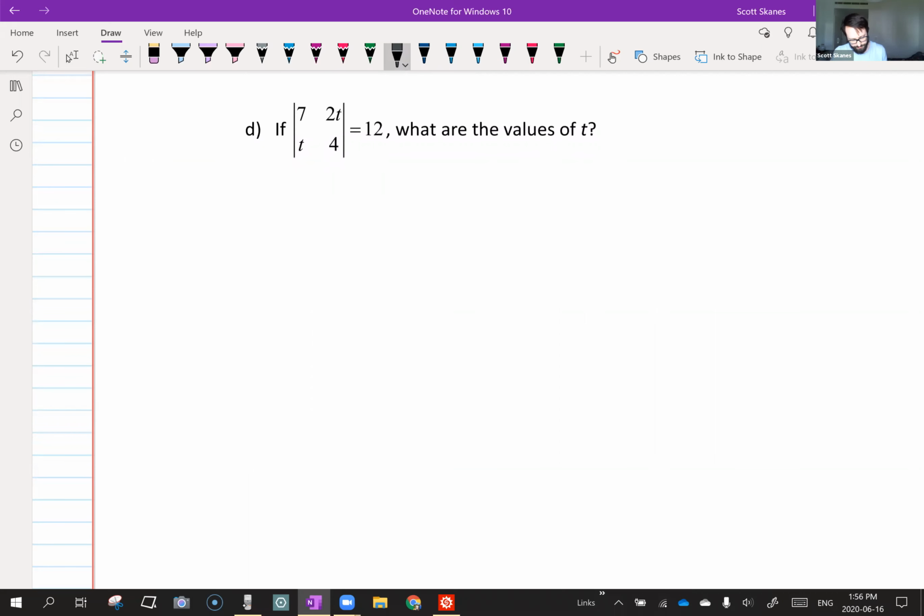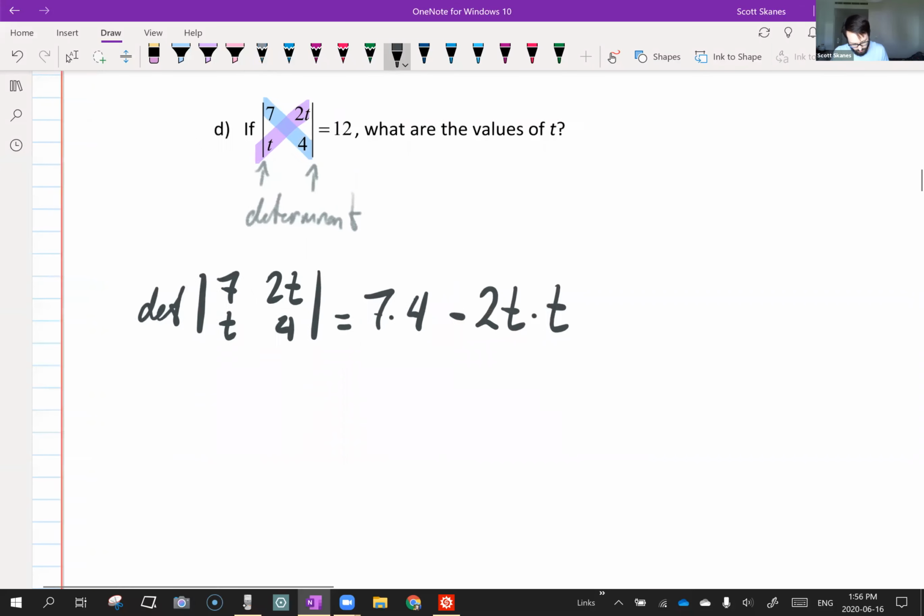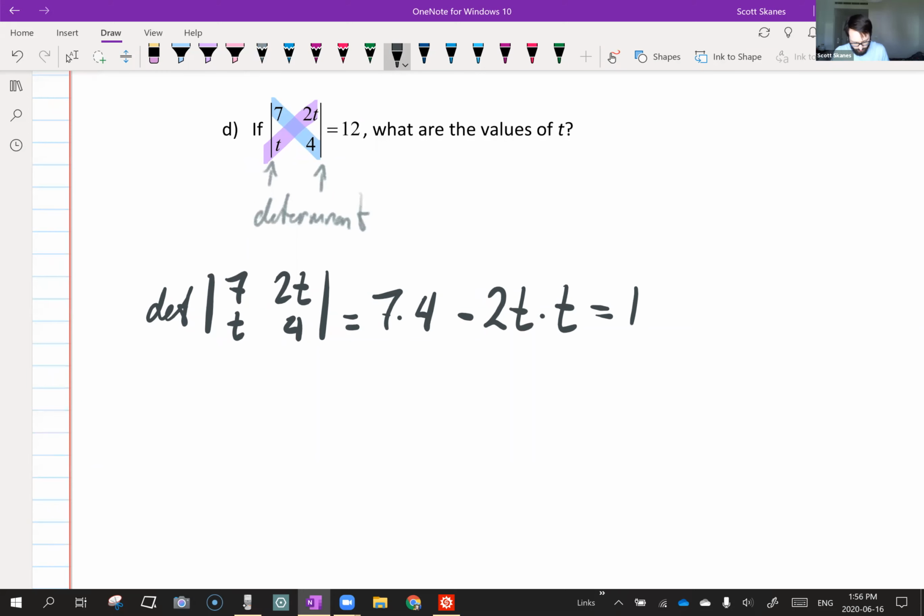So let's do it. The determinant of this is 12. Notice that these lines mean that we are trying to get the determinant. We follow the same steps: multiply, multiply, and subtract them. So the determinant of this is 7 times 4 minus 2t times t. That is 28 minus 2t squared.